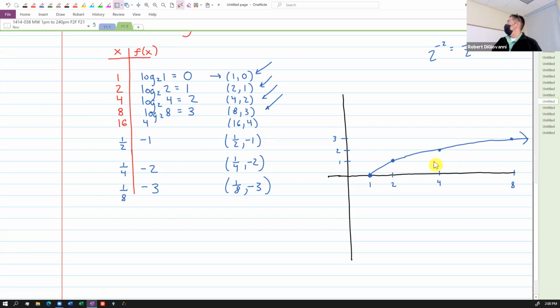And then I need to plot some of these. So 1/2, -1. Think about what this means. Move to the right half and go down 1. That's this one. The next one, I go to the right 1/4 and go down 2, right? The next one, I go to the right 1/8 and go down 3.